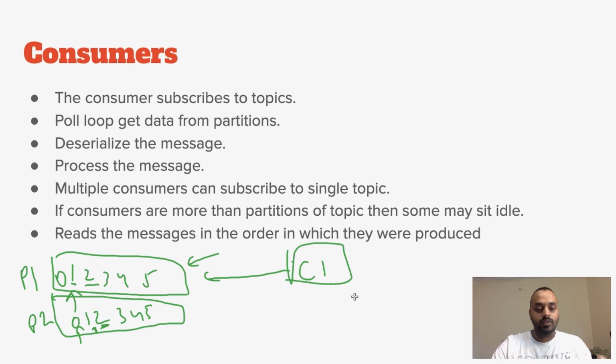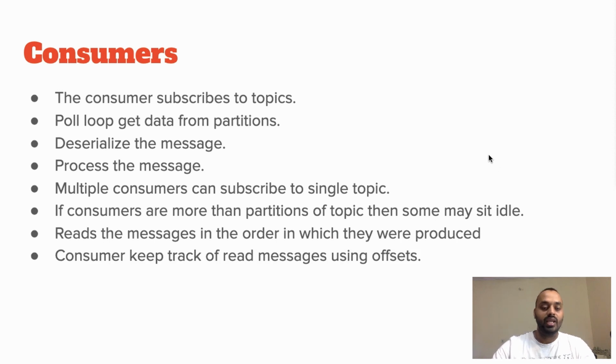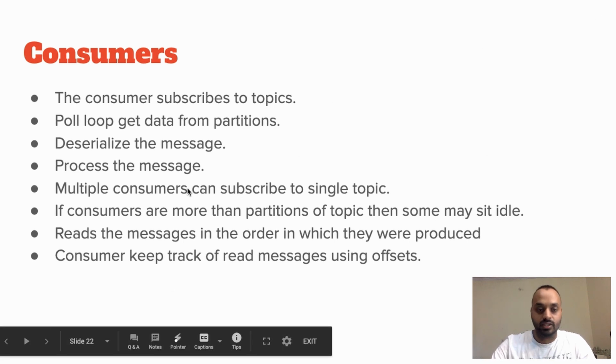The messages are read in the order in which they were produced, and the consumer keeps track of offsets. Let's say I'm consumer C1, so I keep track of my offsets. If consumer C1 dies, then whenever it comes back up, per partition we have a track of the offsets which have been read. Let me explain it.